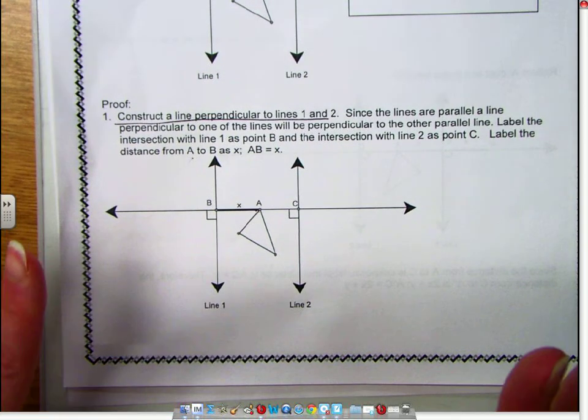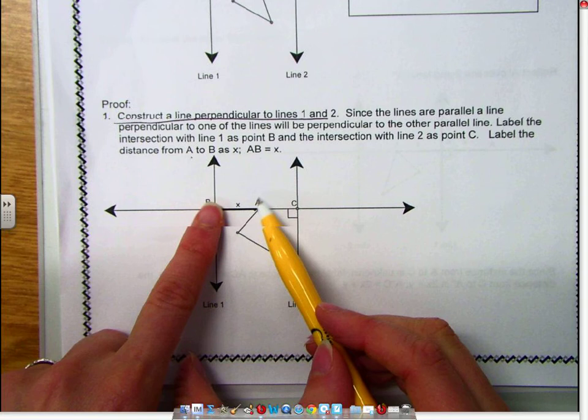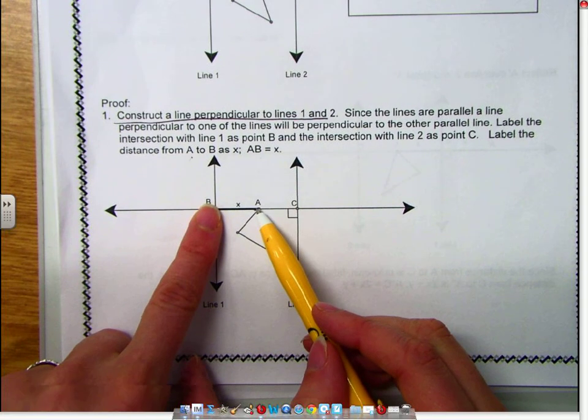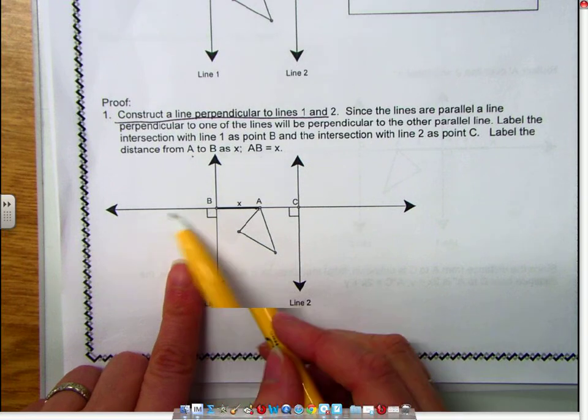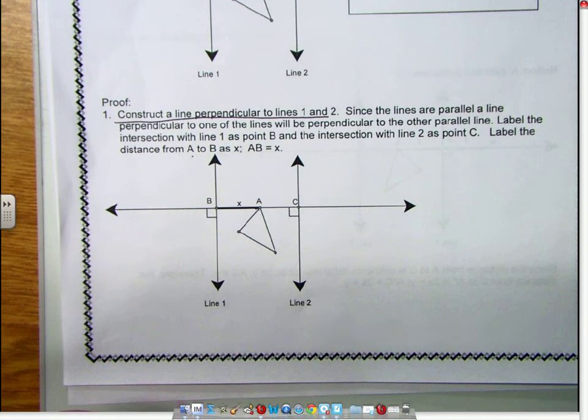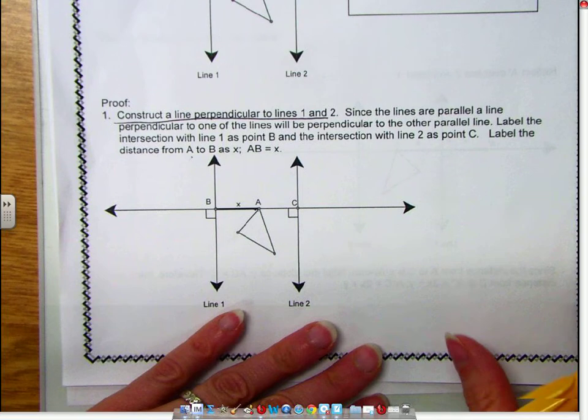Those of you who've done it, don't say anything. But without turning the page, what do you think the distance, if we reflect A over line 1, what do you think is going to be the distance from B to the new A? Yes? X. It is going to be X because we reflected it, right? So it should be the same on each side.